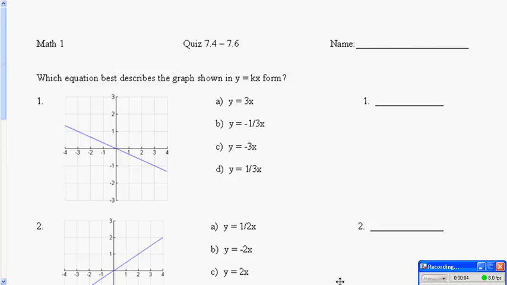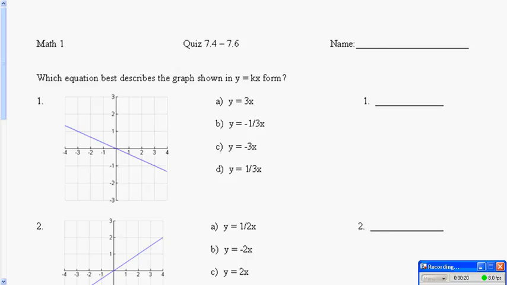Quiz 7.4 through 7.6. This is the solution key to help you prepare for Monday. If you get this late, then I will definitely be able to do this in class. I'll go over it briefly before we test.